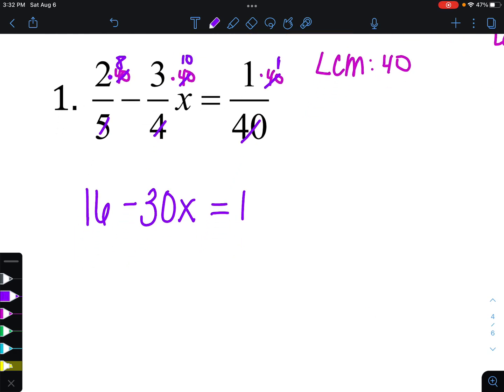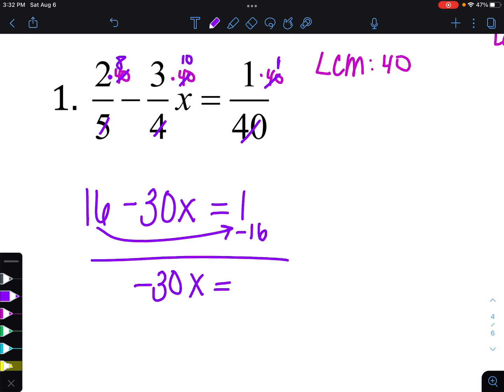From here, I'm going to subtract 16 from both sides, right? Bring this guy here, minus 16. So we're going to get negative 30x equals negative 15. Divide both sides by negative 30, and our answer is 1/2.